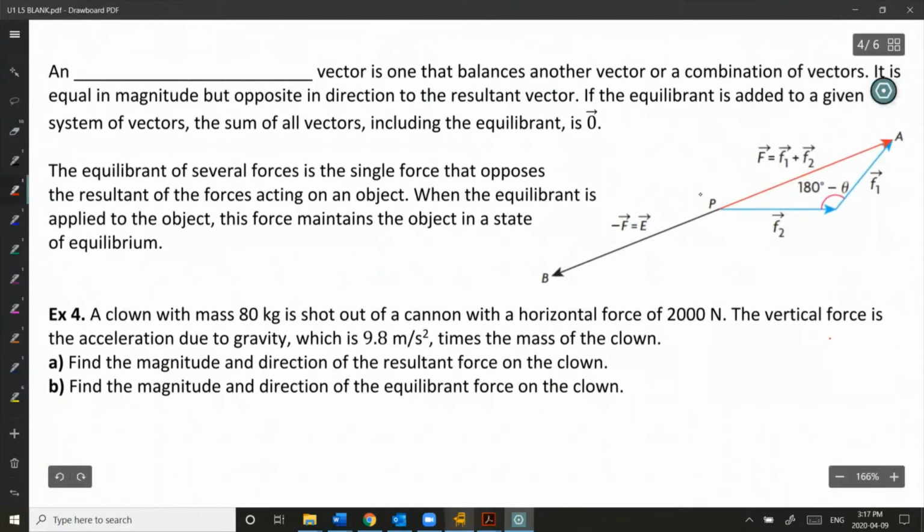All right, so an equilibrant vector is a vector that balances out a vector combination. So it's basically going to balance the resultant vector of a couple of forces. And if we have a resultant vector and an equilibrant vector acting on an object, let's say, and that object is in a state of equilibrium, that's what's holding it there. The opposite of the forces acting on the object is basically our equilibrant vector.